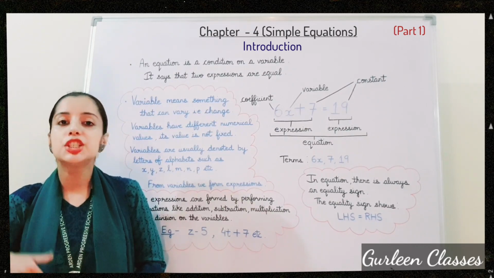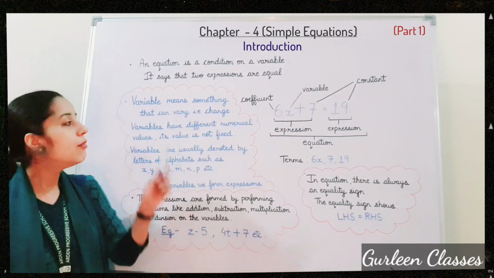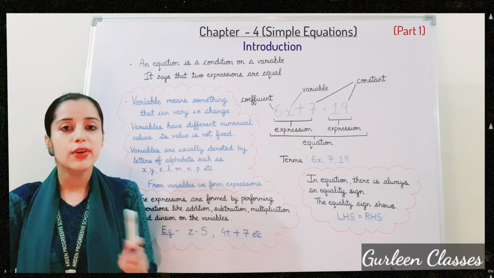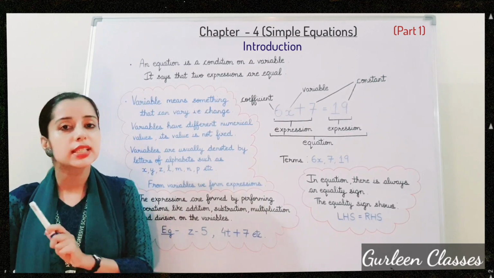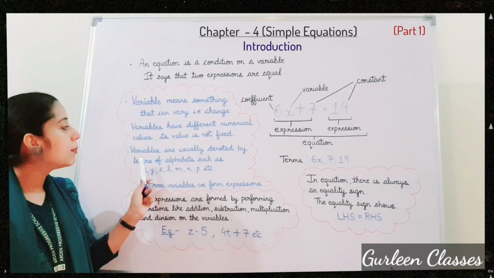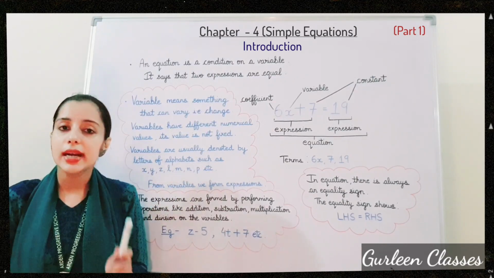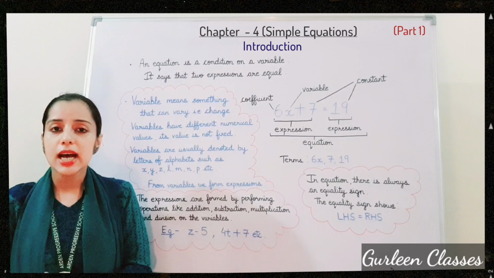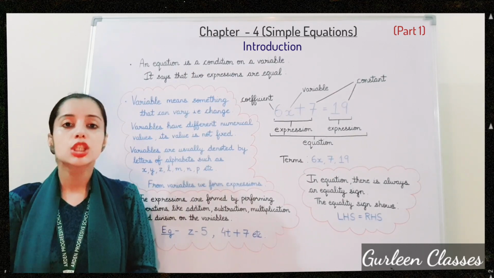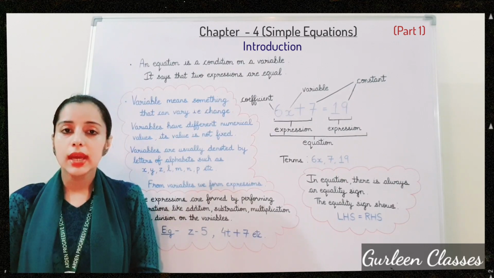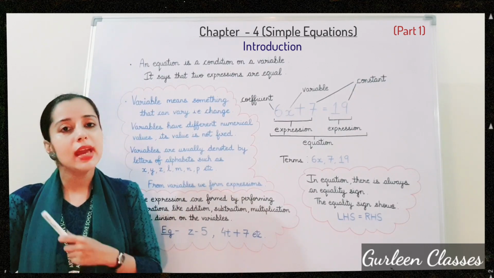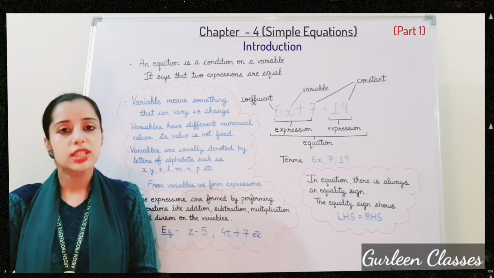क्या है variable? Which can vary, which can change. Variables have different numerical values. Its value is not fixed. Variables की value fixed नहीं होती. It can have different numerical values. Variables are usually denoted by letters of alphabets such as X, Y, Z, L, etc. आप variables को small alphabet से denote करेंगे. In English we have 26 alphabets. You can denote variables by any small alphabet from A to Z.